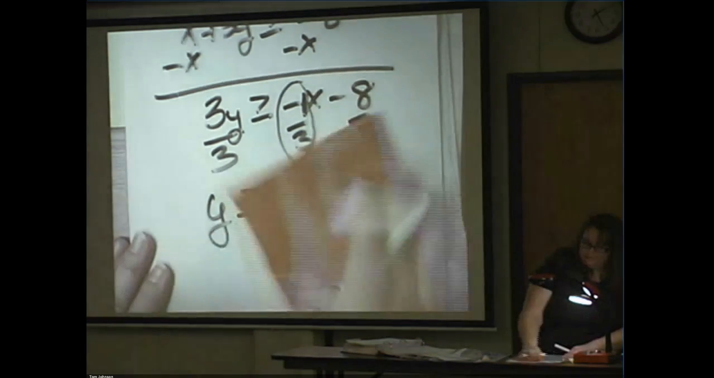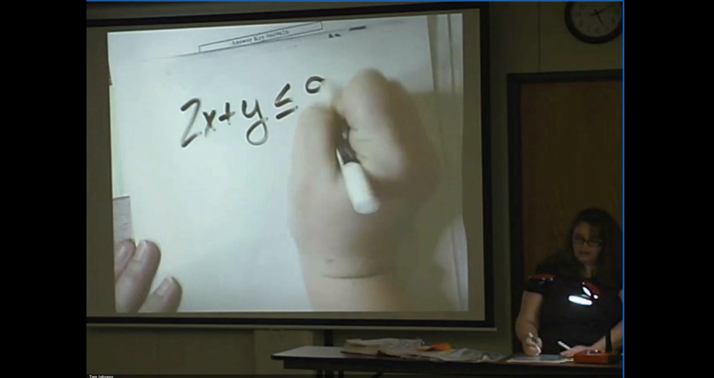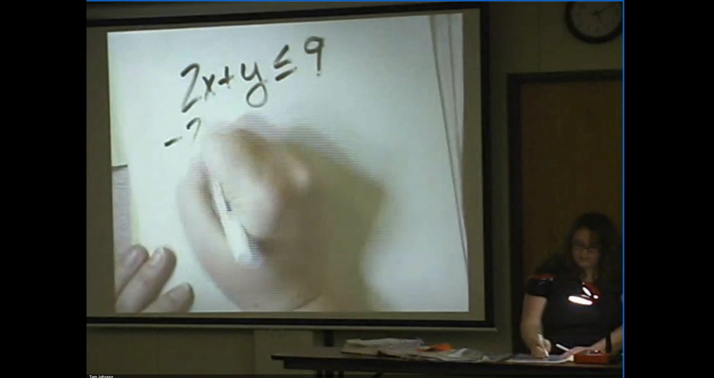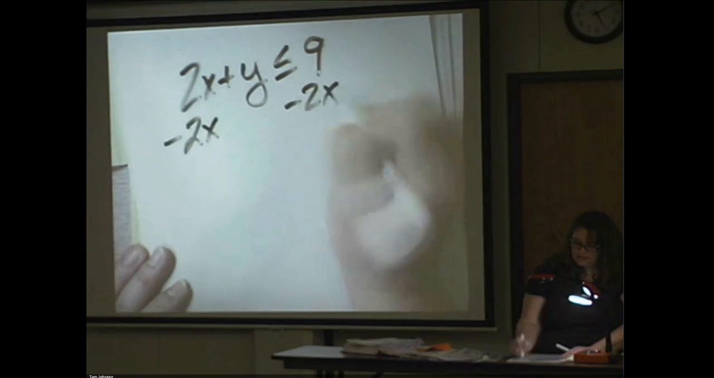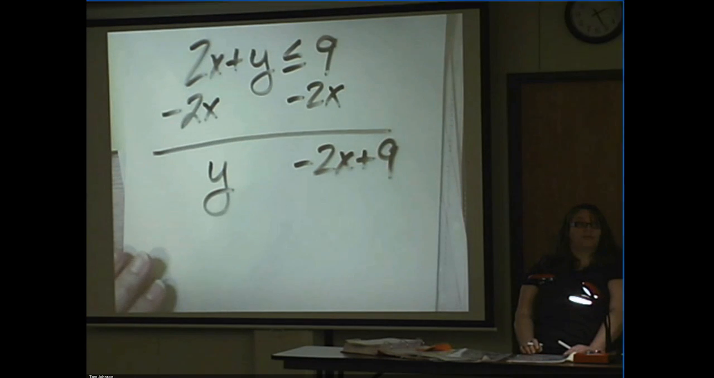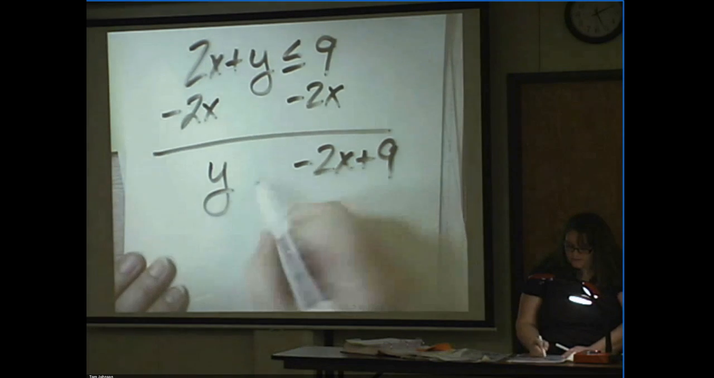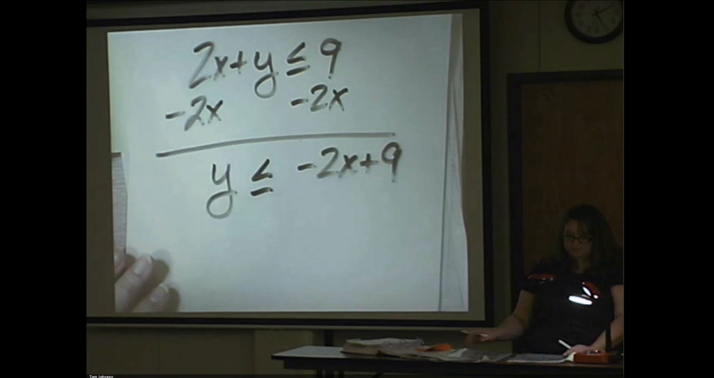All right, one more. We have 2x plus y is less than or equal to 9. This one I need to subtract 2x from both sides. And I get y, and I get a negative 2x plus 9 over here. Do I need to flip my inequality direction? No, I don't, because I did not multiply or divide, so it stays a less than or equal to.